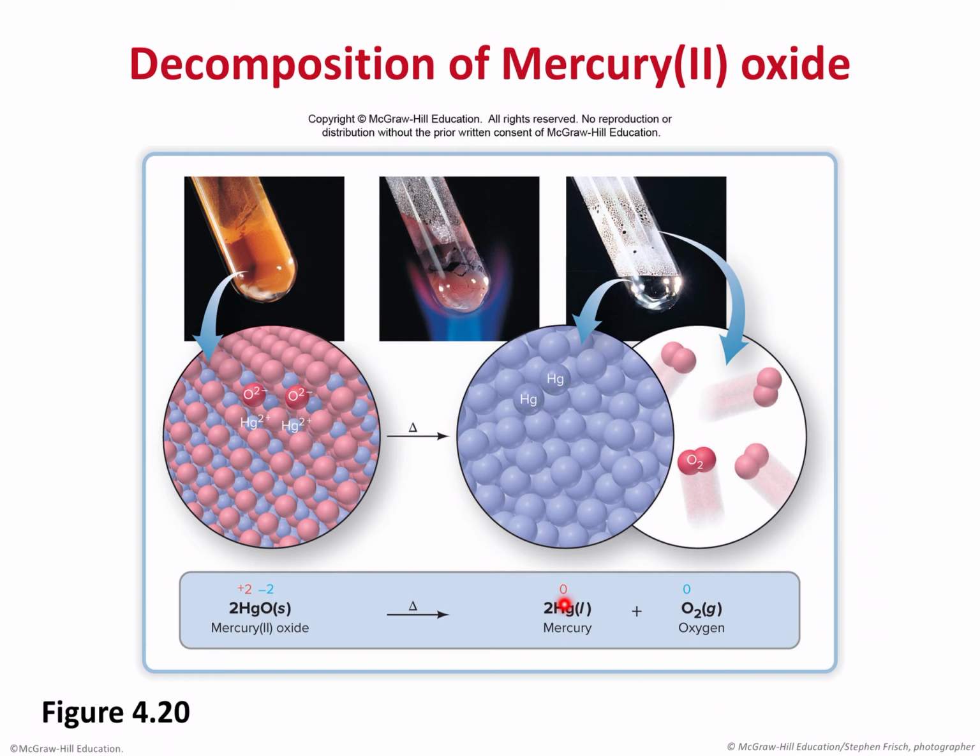So mercury going from +2 to 0, the oxidation number decreases. So mercury is undergoing reduction, oxygen is undergoing oxidation. -2 becomes 0. The number increases, which is oxidation. So since the reactants and the products have different oxidation numbers, this is also a redox reaction. It's a decomposition reaction.